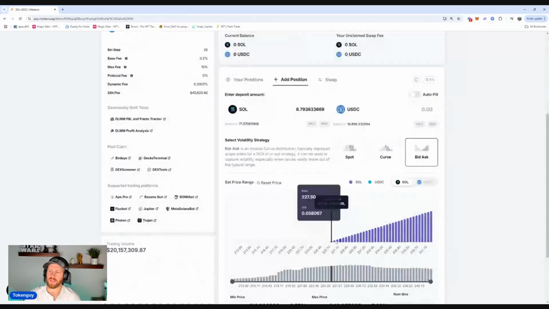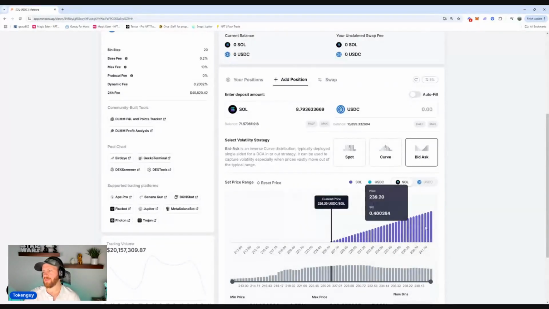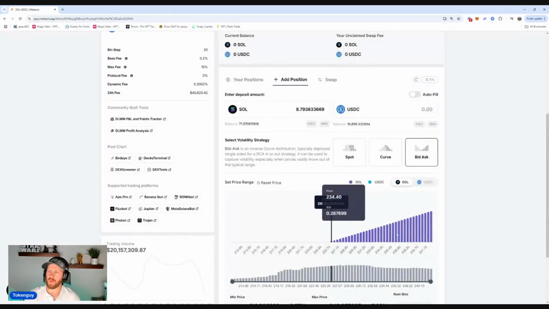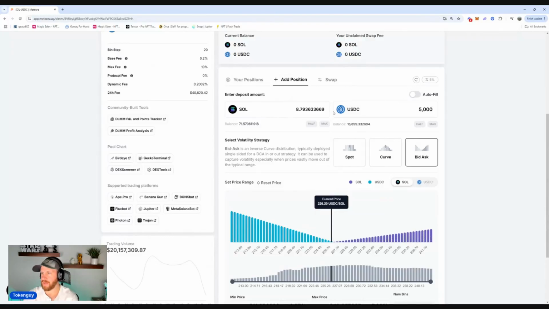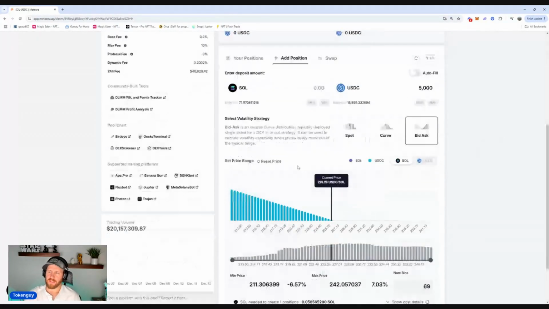Now, with this in mind, if it does stay close here, you won't earn as much in fees as you would if it moves out further this way. This is if you're doing one-sided on the way up. You could also do this on the way down. So let's say we're providing $5,000 and we're doing it on the way down. In this case, this is good as well.